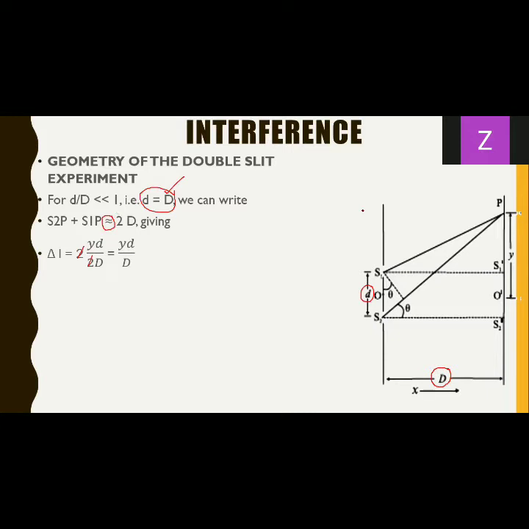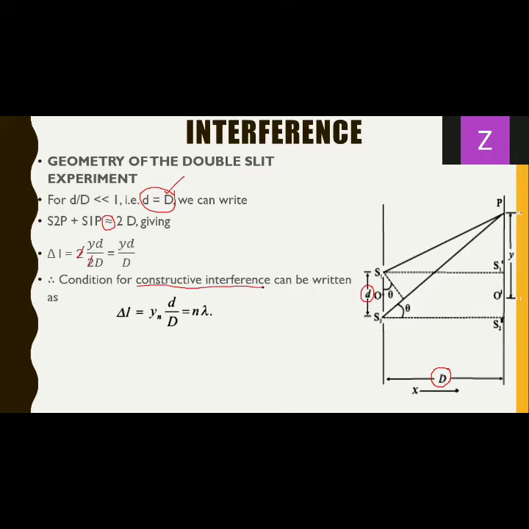Generalizing this equation, the condition for constructive interference is given as y d upon D, for n number of constructive interference. This is for number 1. For the second one, what we will get? In place of n we can substitute the value 2. So this will be y2 d upon D, which is equal to 2 lambda, and so on and so forth. So this is the condition for the path difference, and this is the condition for the constructive interference.